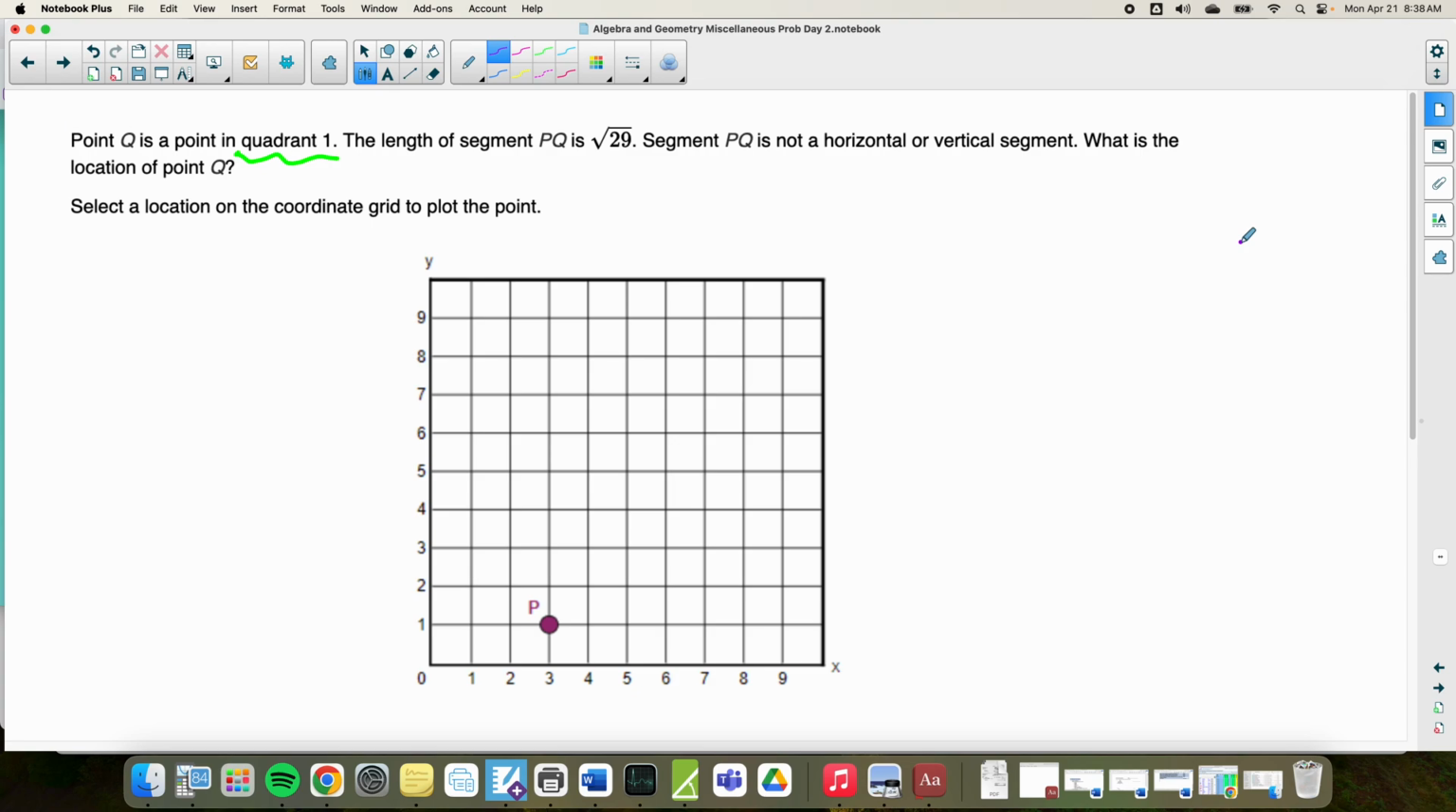This one is a little bit different, but I saw this one kind of hop up quite a bit, so I wouldn't be surprised if you had something like this. It says point Q is in quadrant 1, and this is quadrant 1. The length of segment P to Q is root 29. Segment PQ is not horizontal and it's not vertical. What that means is we're going to have a diagonal line and we're going to have Pythagorean theorem, okay?